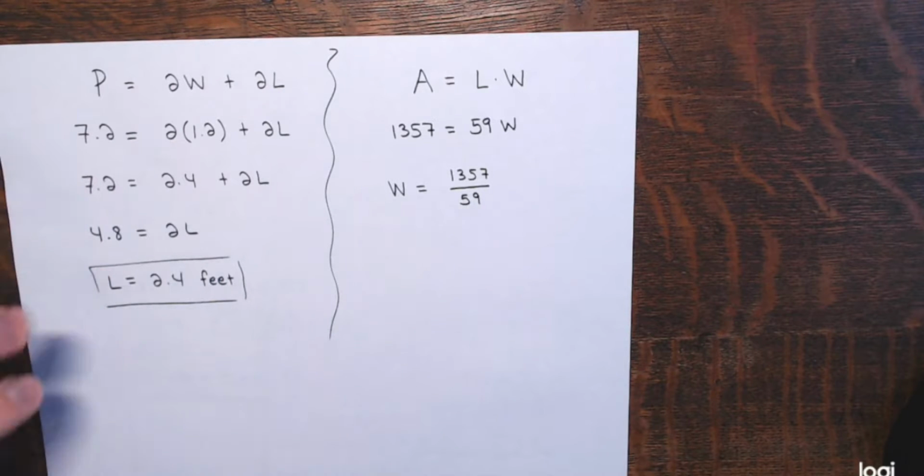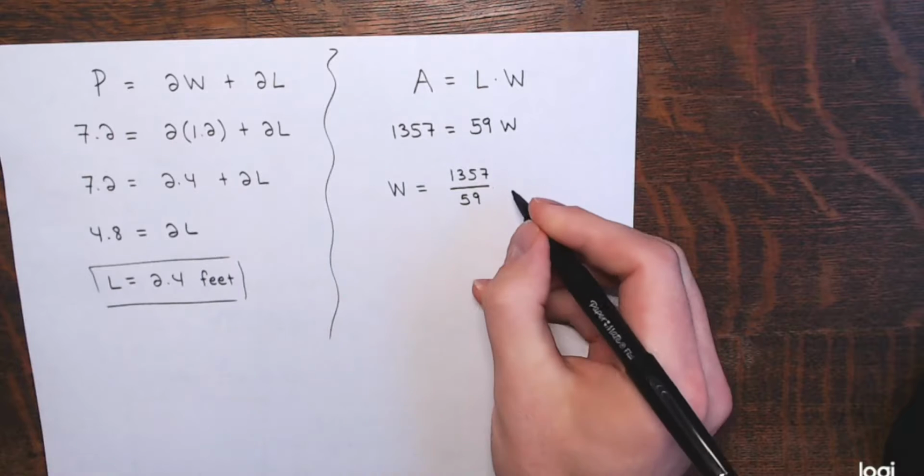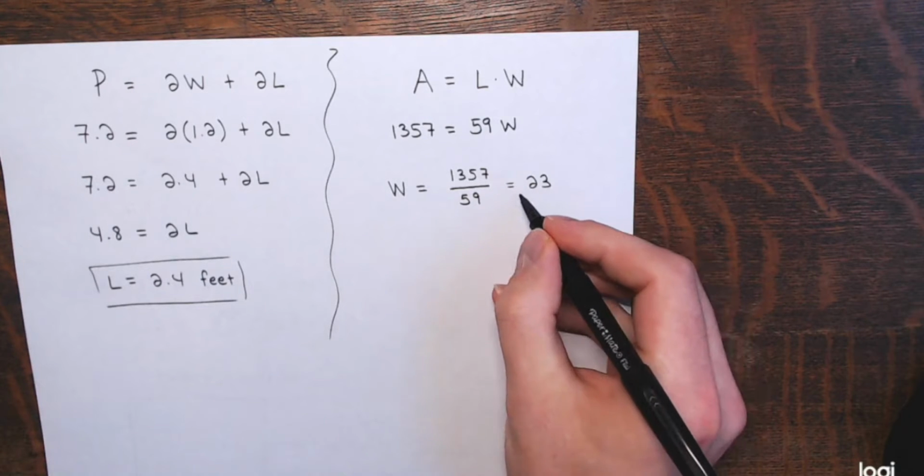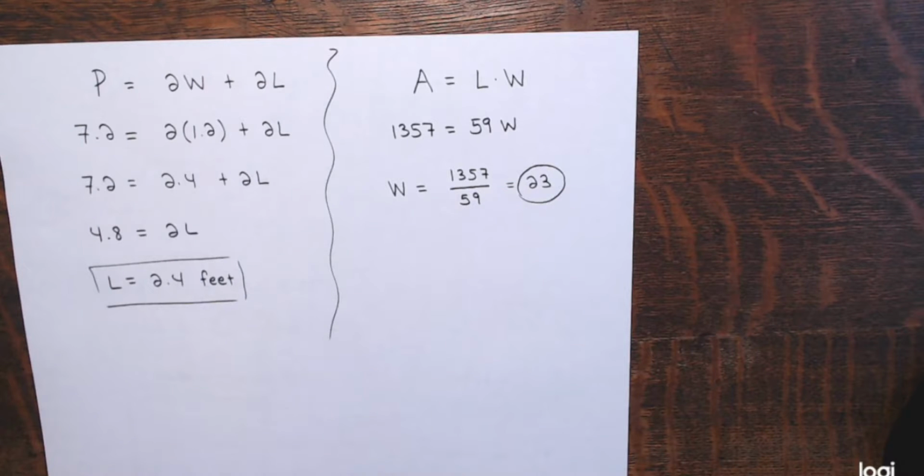And then just to make things a little quicker here, 1,357 divided by 59 is 23 even. Right. And you could do this by hand, but just to make things a little faster. And this is 23. I did a calculator off to the side.